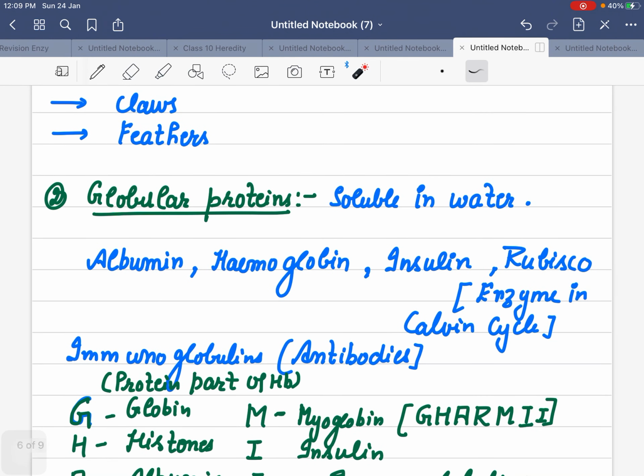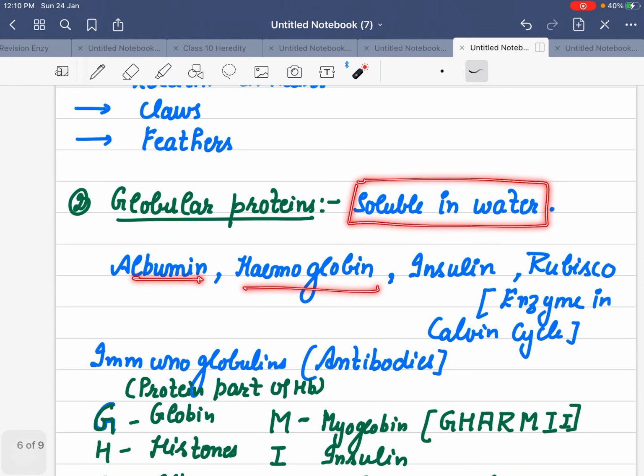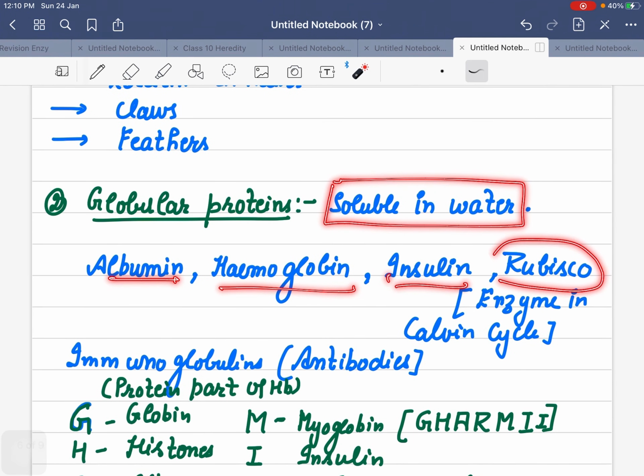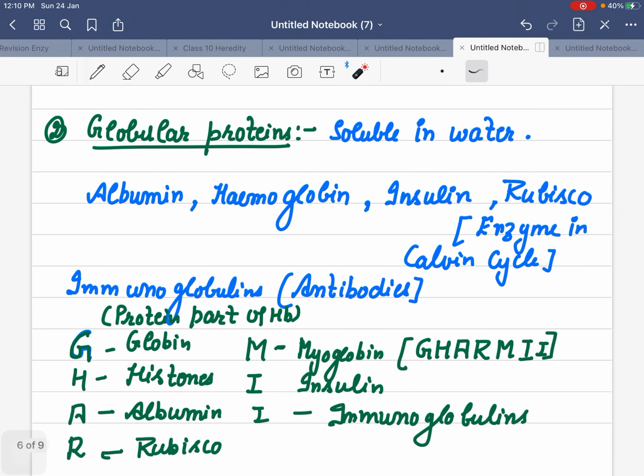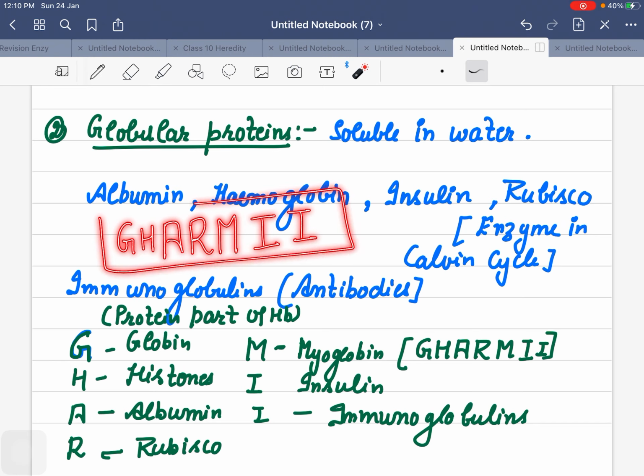Globular proteins are soluble in water, like albumin, your egg white, then hemoglobin, insulin, then the major enzyme in the Calvin cycle, rubisco. These all are our globular proteins. Even immunoglobulins, our antibodies, are globular proteins. How to remember these? There is one word, Garmi. Please write down these tricks. It should be in your notes.